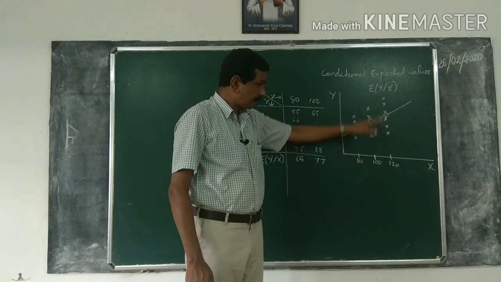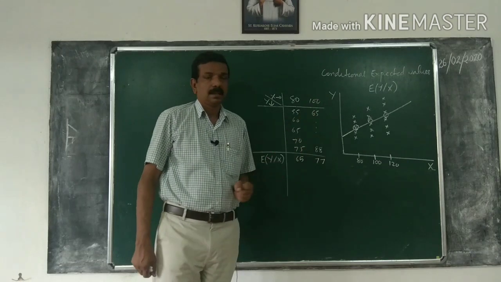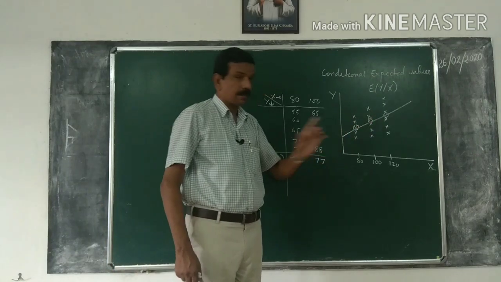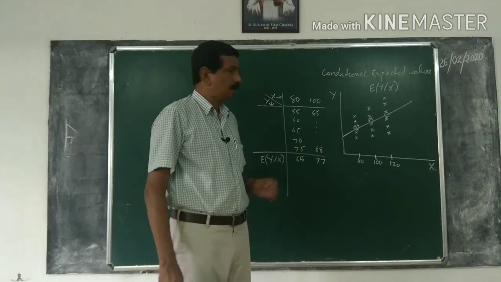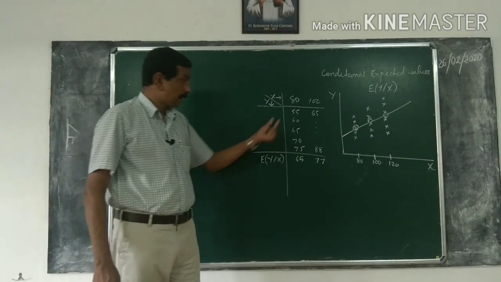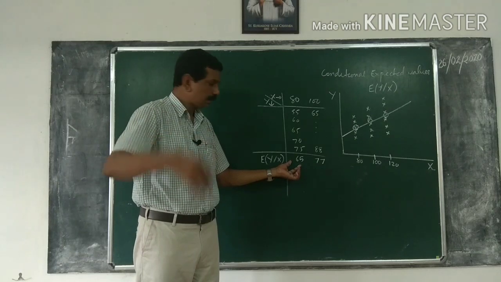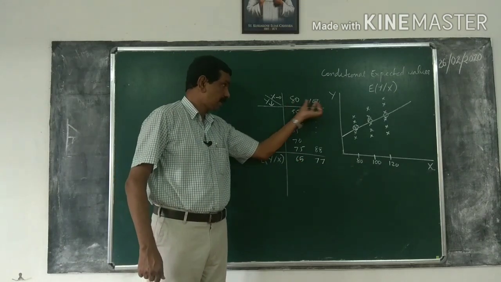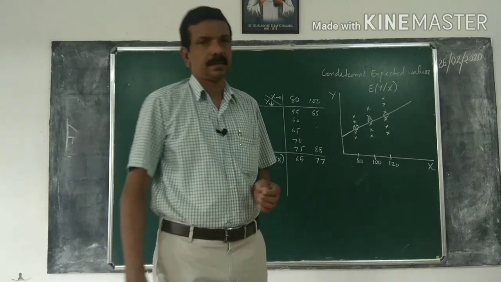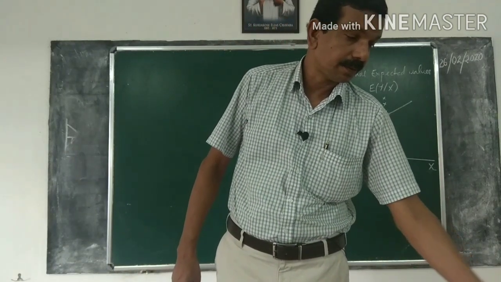And conditional expected values, as I told you, are different from unconditional expected values. For the unconditional expected value, there is only one value, that is the mean or the average consumption of all the families. Conditional expected values are expected values conditional on x equal to 80, 100, 120, 140, like that. So conditional expected values are different from unconditional expected values.